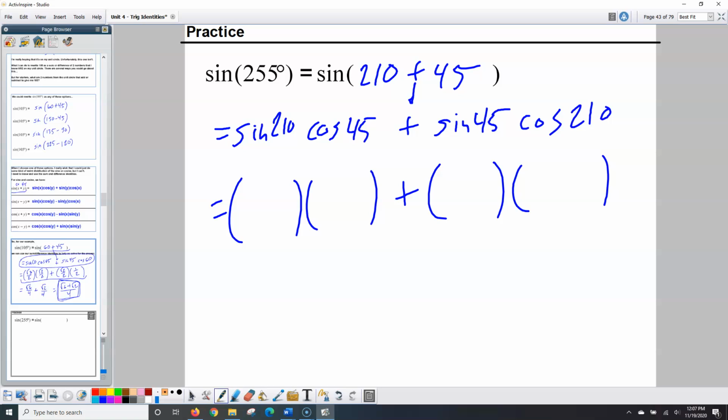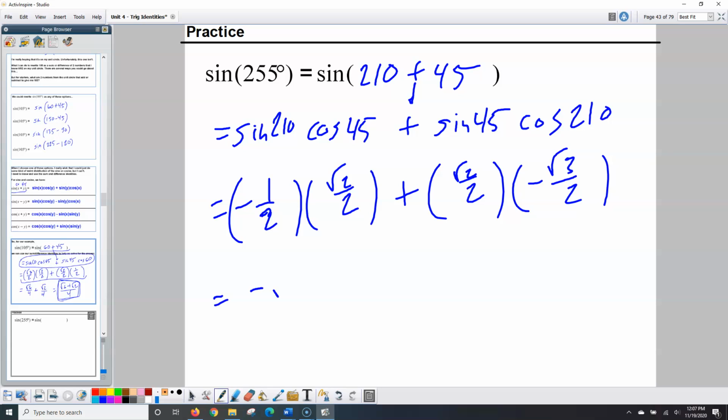So sine is the y value. Over there on the left, down past 180, I believe it's negative 1/2. And cosine of 45, we've done that one. That one is square root of 2 over 2. Same with the sine. And the cosine of 210 would be the x value. That's negative square root of 3 over 2.